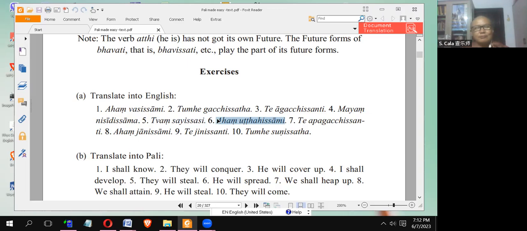So this is ahang uttahisami, right? So I'll go by the declension. By the way, this ahang uttahisami means I get up, I get out. That's another translation. I think there are two meanings. One is I get up, another one is I shall stand up. Yes, uttahisami, stand up or get up. Okay.